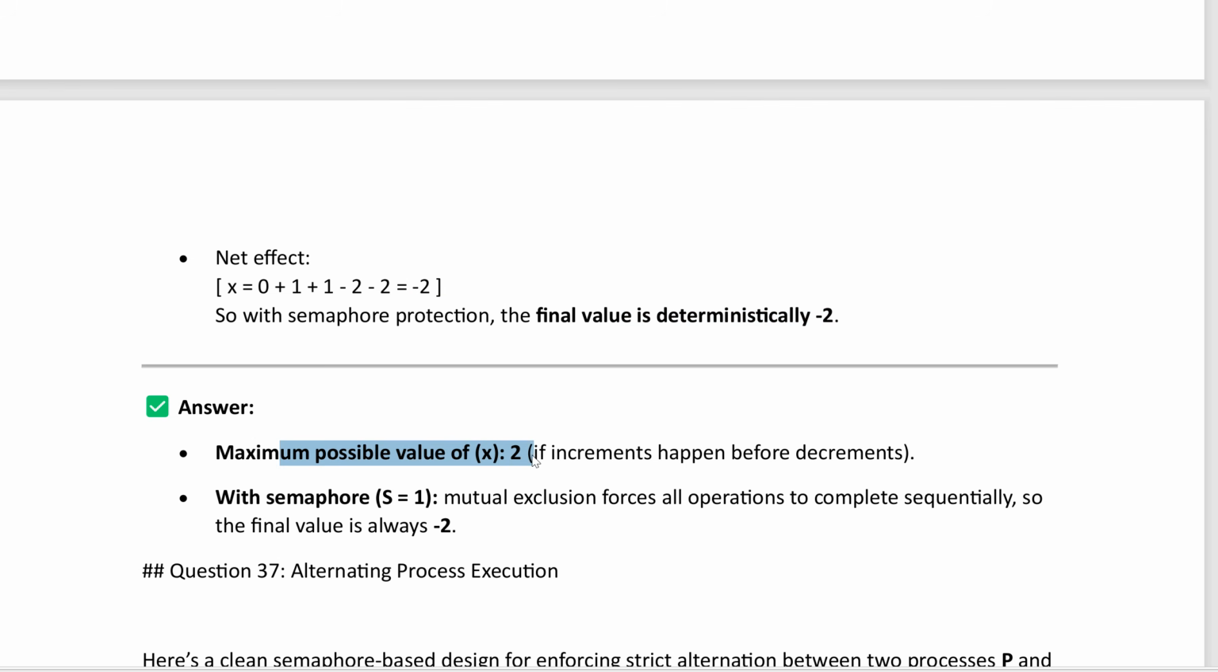So with semaphore protection, the final value is deterministically minus 2. The maximum possible value of x is 2, which we computed without the semaphore. With semaphore S equal to 1, mutual exclusion forces all operations to complete sequentially. So the final value is minus 2. You can see all the operations have been performed sequentially, right?